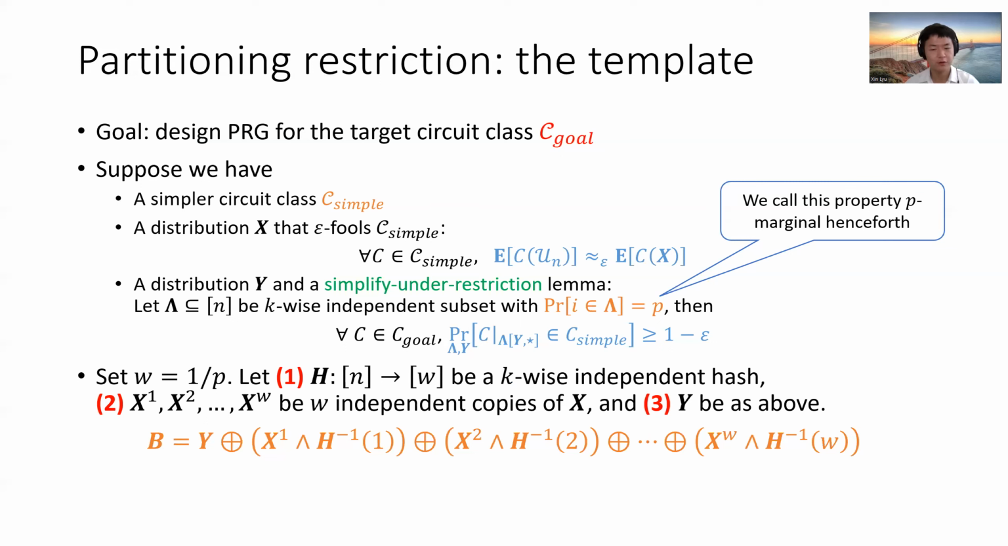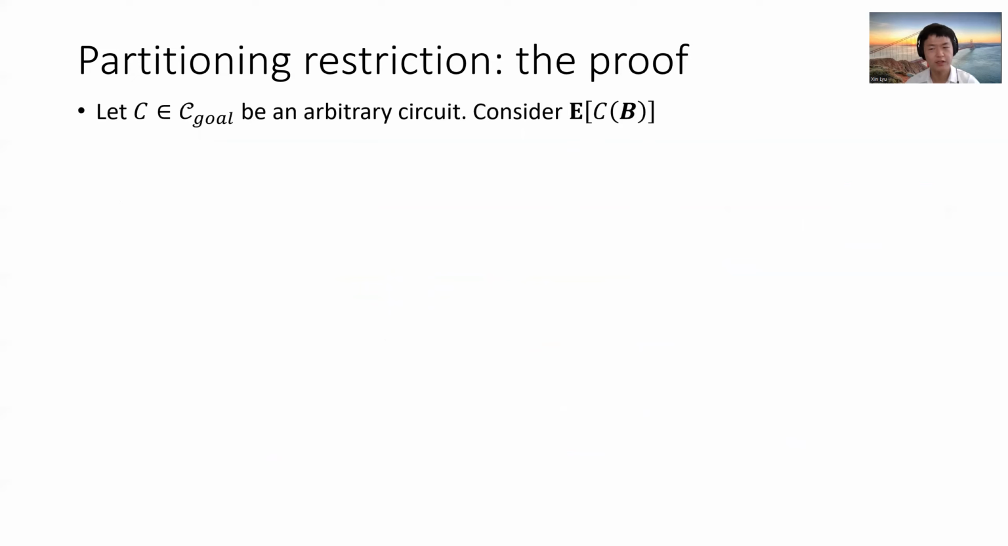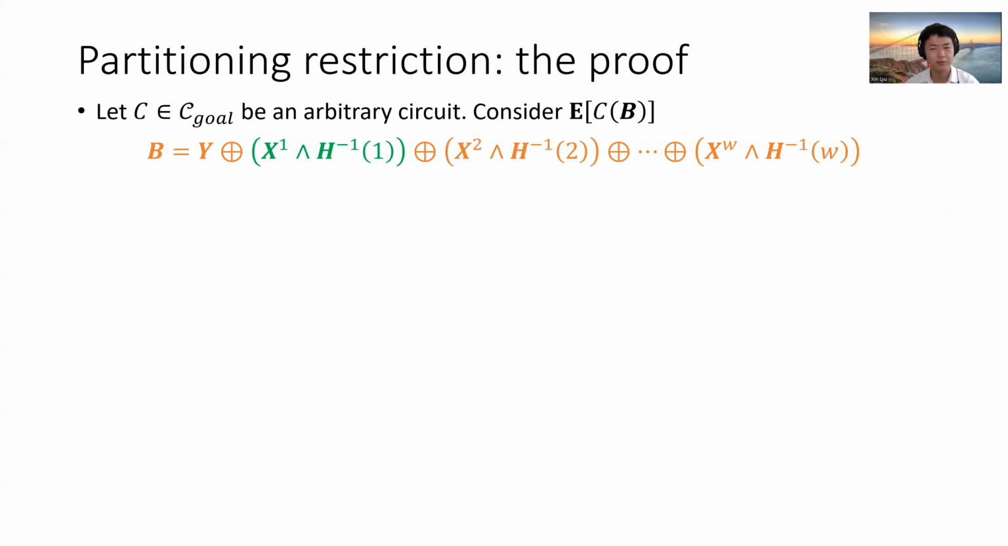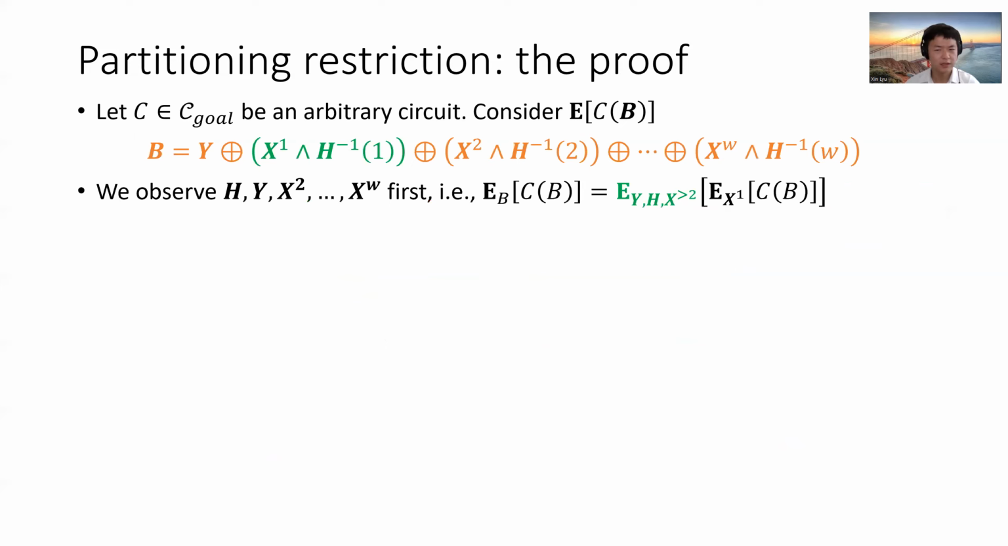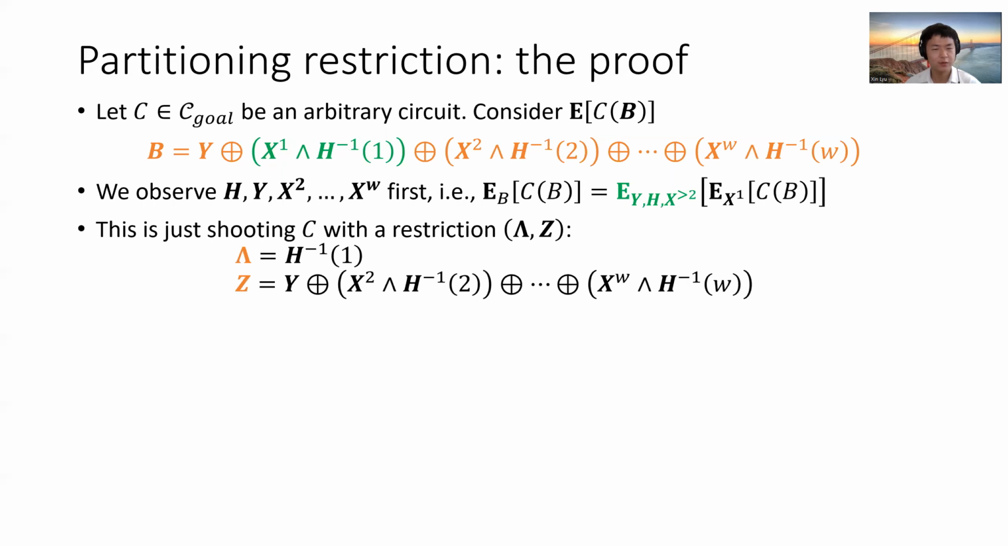We want to show that B fools C Gauss circuits. So, fix C to be a C Gauss circuit that we wish to fool. Consider the average of C of B. Recall the definition of B. Consider observing all but the x1 part in B first. Mathematically, this is just switching expectation orders. This can also be interpreted as hitting C with a restriction lambda z, where lambda is given by H inverse of 1, and z contains all but the x1 and x inverse 1 part in this B string.